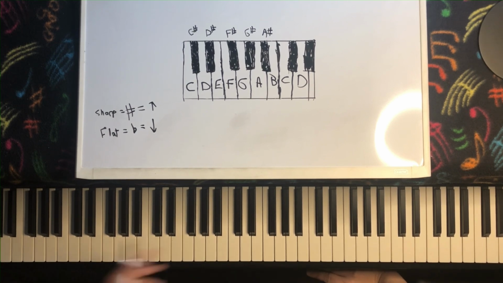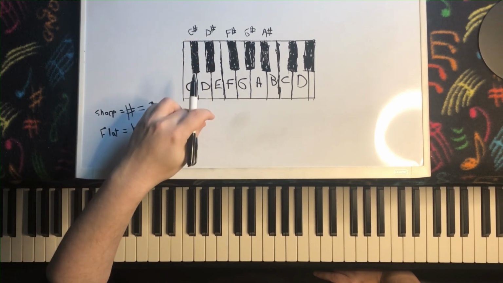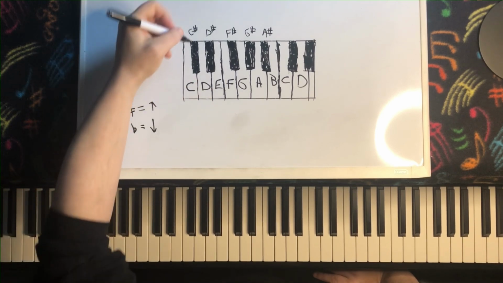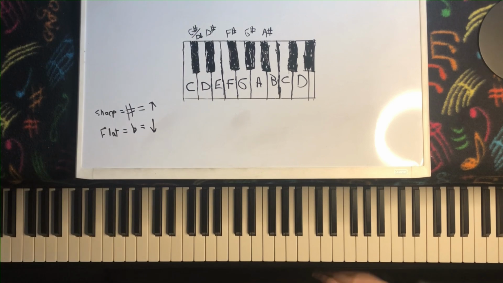I said flats go down or to the left of the keyboard, right? So this C sharp, well, there's a D on the other side of this black key, and if I went flat, I would call it D flat. So it turns out I could also call this note D flat. So is it C sharp or is it D flat? The answer is it's both. So it kind of depends on the music that you're playing and how they're gonna use it there.